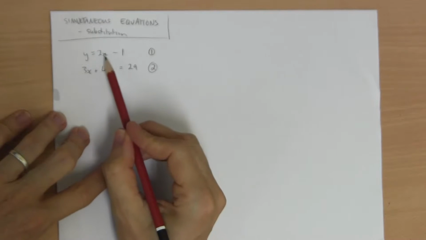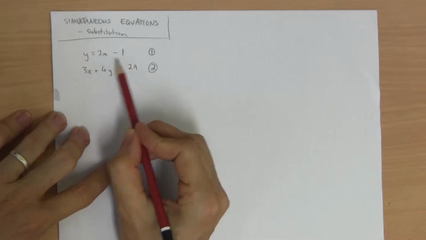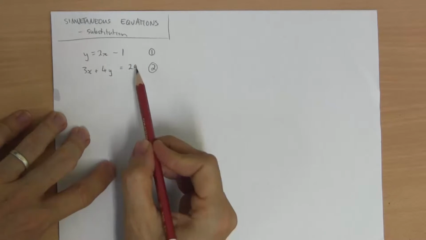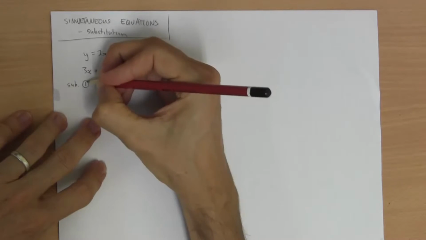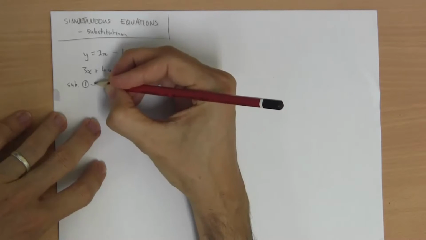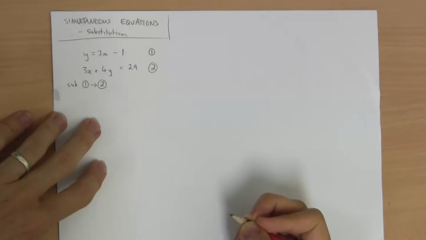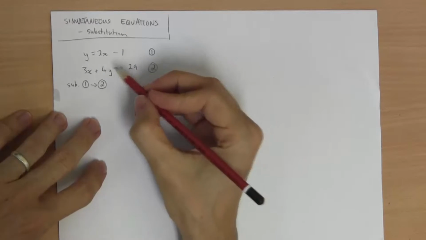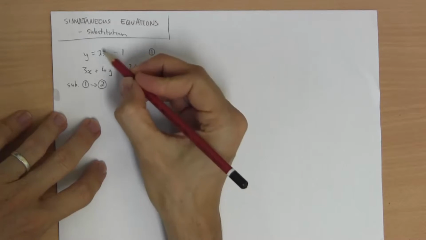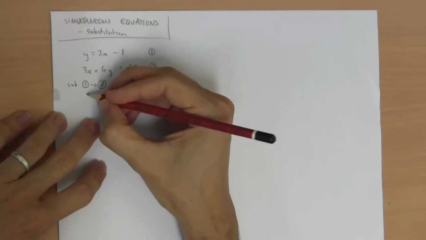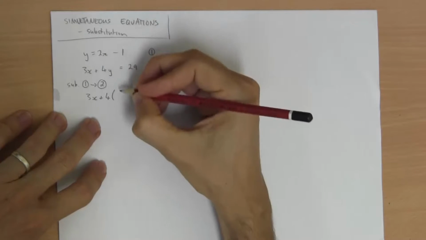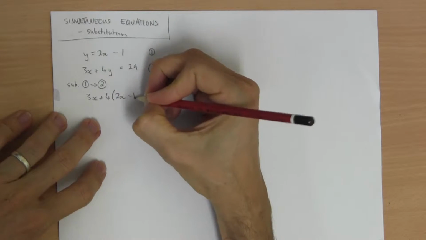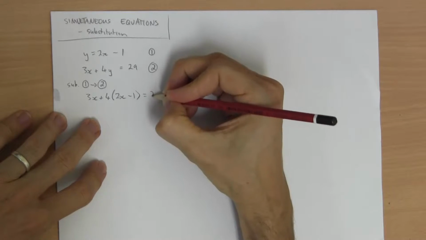Then, I'm going to substitute this expression for y into the other equation. So I'm going to write what I'm doing. Substitute equation 1 into equation 2. Wherever in equation 2 I have a y, I'm going to write this expression instead. 3x plus 4(2x minus 1) equals 29.